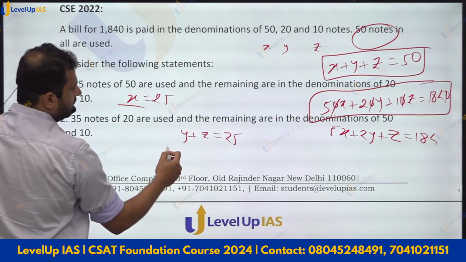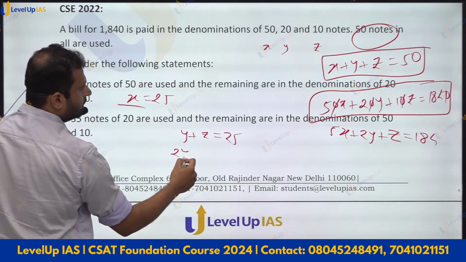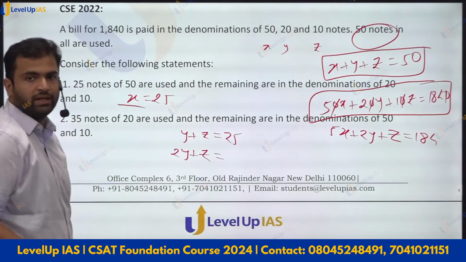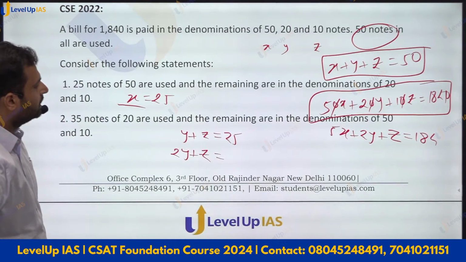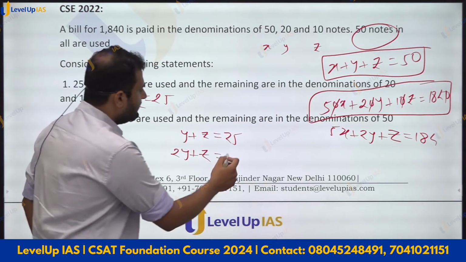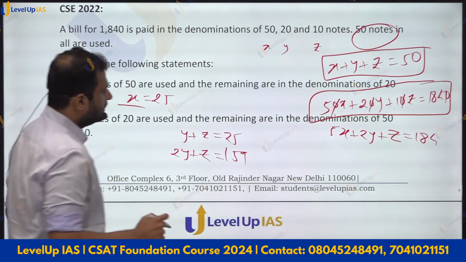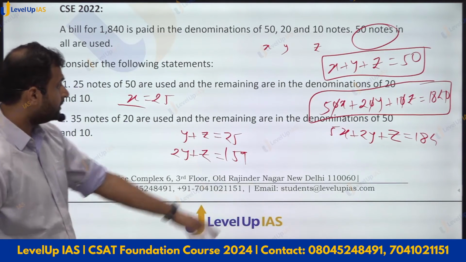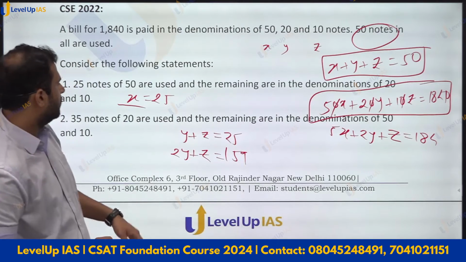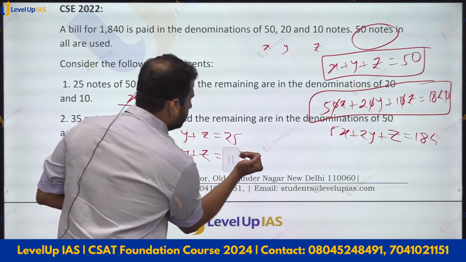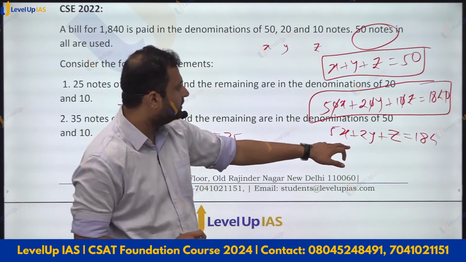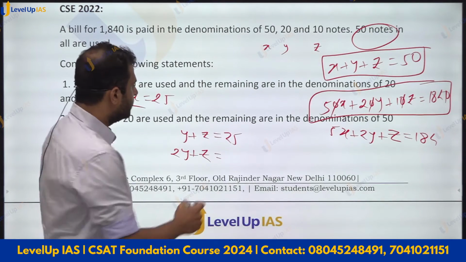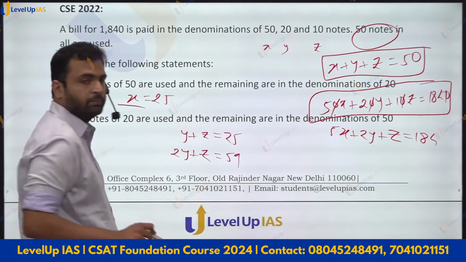So we get 2y plus z is equal to, this is 25, and 184 minus 25, how much is that? That would be 159. Is this correct? Yes, 159. Oh sorry, if this is 25, this is 125, so 184 minus 125, not 25. So here you get 59. Okay.